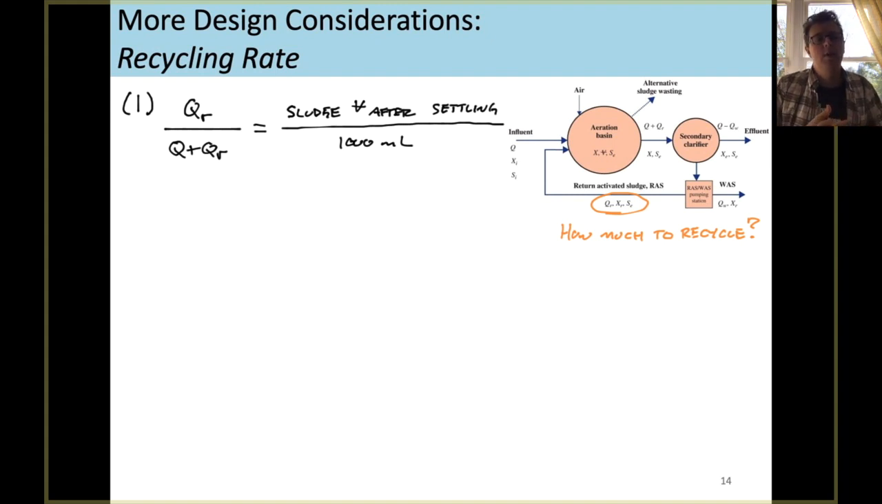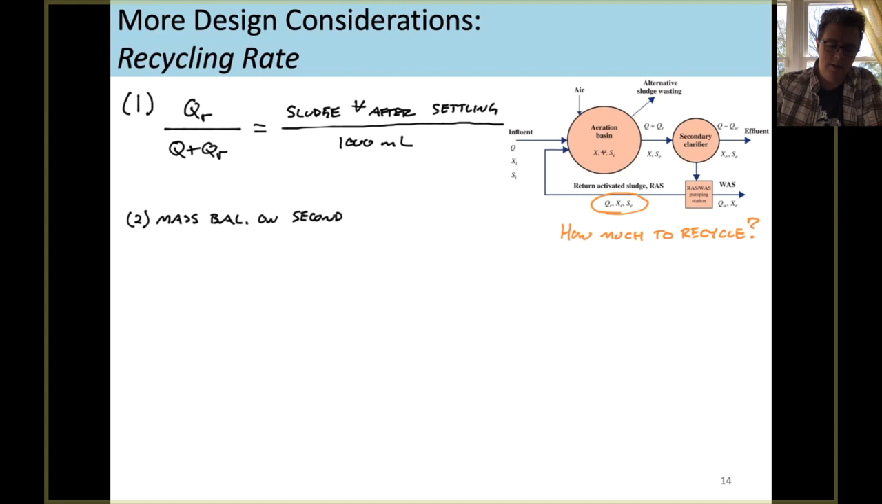So there are two ways that we can do this. One is we can look at the ratio of return flow to the total flow going through the aeration basin. That's QR divided by Q plus QR. And we can approximate that as the same ratio of sludge volume after settling. That would be from that graduated cylinder settling test per liter.